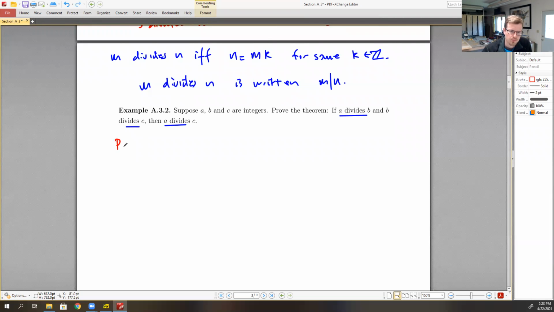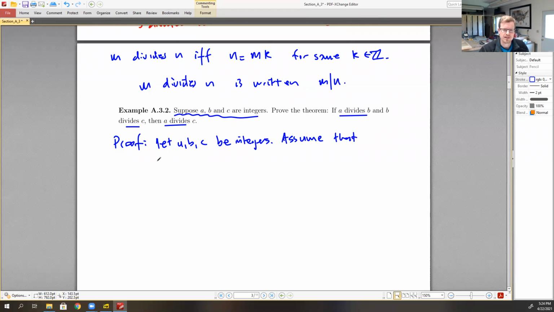So we want to write our proof. We begin by indicating that we're writing a proof. Proof. Then we make our assumptions. So let A, B, and C be integers. We need that A, B, and C are integers. And we want to assume the premise. And the premise is, so assume that A divides B and B divides C.